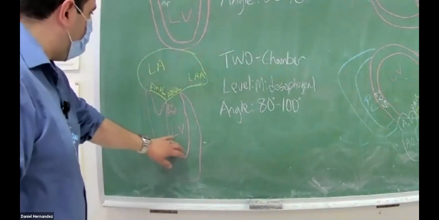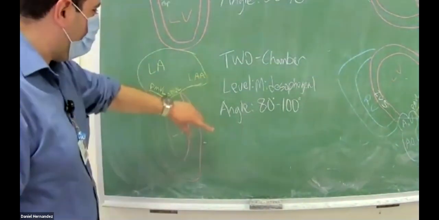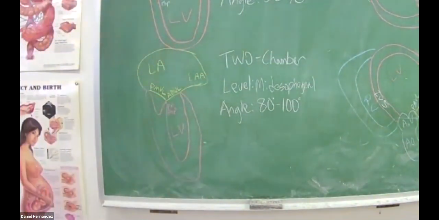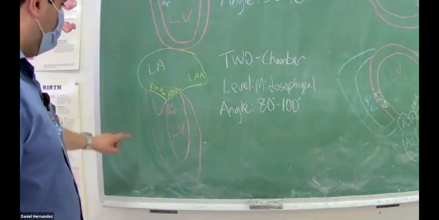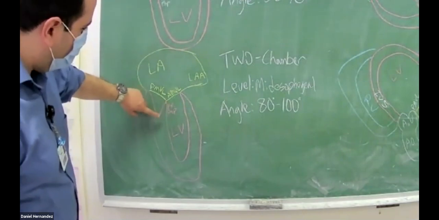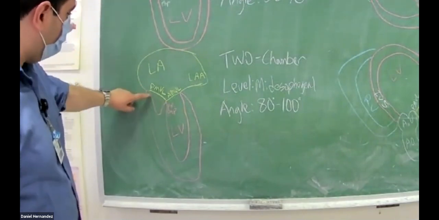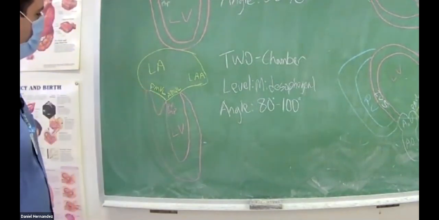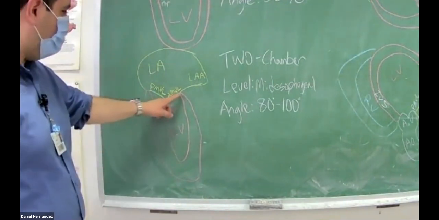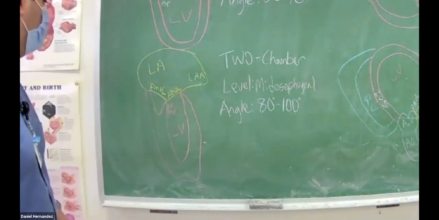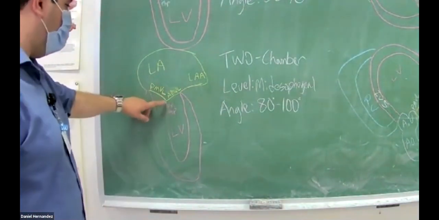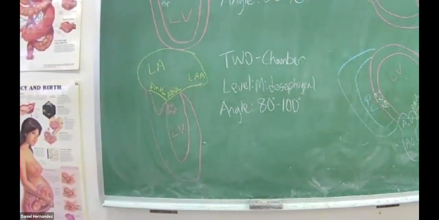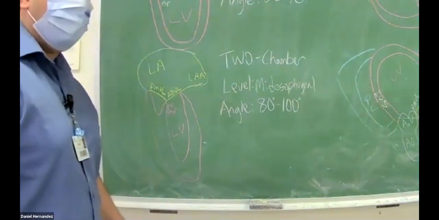So we have our left ventricle, left atrium. We see a portion of the left atrial appendage in this view, but not in its entirety. Again, this is our posterior medial papillary muscle. We can see the posterior mitral valve leaflet, and you also visualize the anterior mitral valve leaflet. We can also visualize the chordae in this view, so if we're worried about chordae rupture as well.